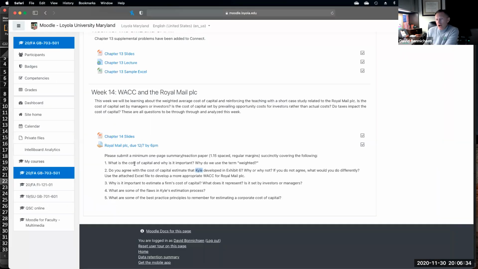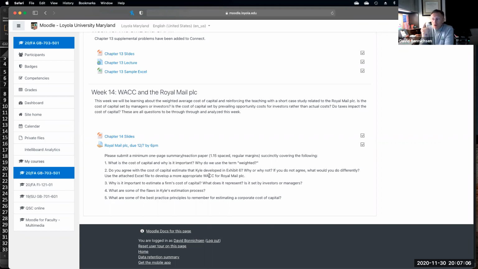Based upon your analysis of what the weighted average cost of capital might be for Royal Mail, I would like you to write, if you can get it all into one page, all the better, a little summary reaction to your findings. Do you agree with Kyle? Why or why not? What would you do differently? And based on that, use the Excel file to calculate the weighted average cost of capital using your methodology, like we talked about tonight, for the Royal Mail.